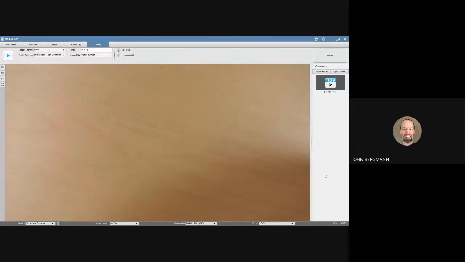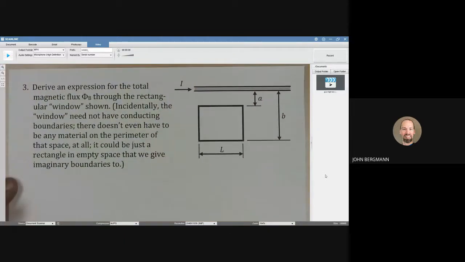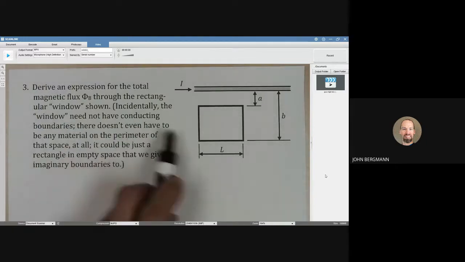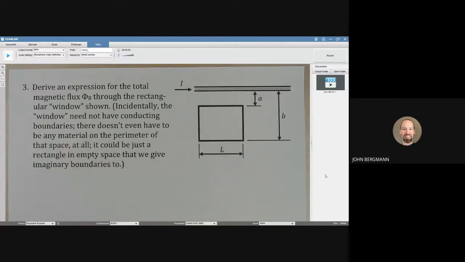Let's do one problem here. We want to derive an expression for the total magnetic flux through the rectangular window shown. Incidentally, the window need not have conducting boundaries. It could be made out of plastic. Or there doesn't even have to be any material on the perimeter of that space at all. It could just be a rectangle in empty space that we are giving imaginary boundaries to.